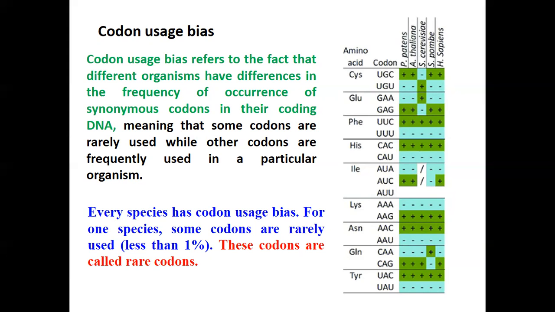Every species has codon usage bias. For one species, some codons are rarely used, less than 1%, and these codons are called rare codons. So the codons which are used rarely or less than 1% in protein synthesis are called rare codons. For example, rare codons in E. coli are different from rare codons in yeast or humans or Drosophila or plants and so on. Different organisms have different rare codons. This is called codon usage bias.